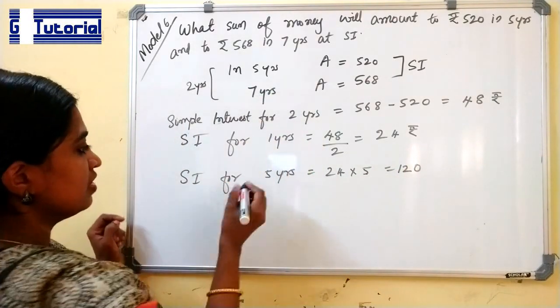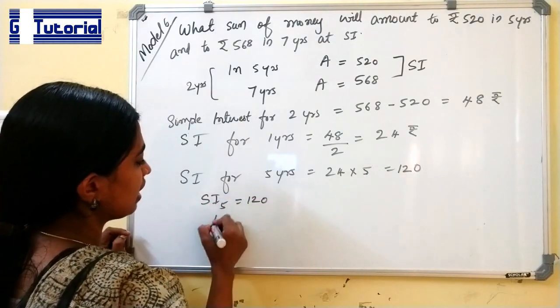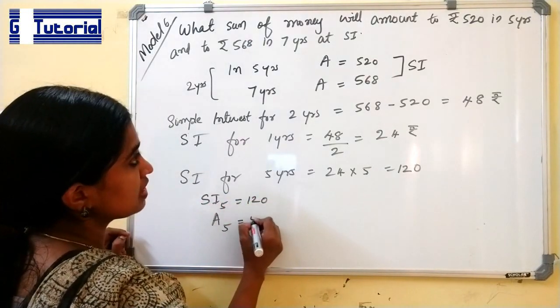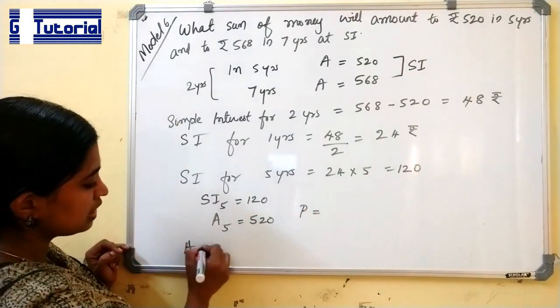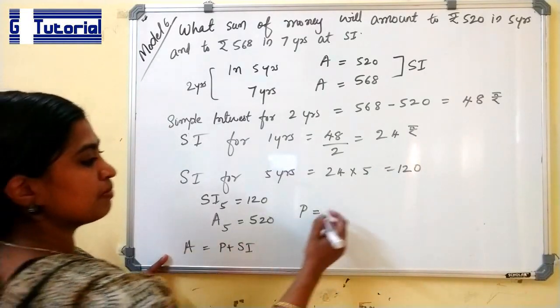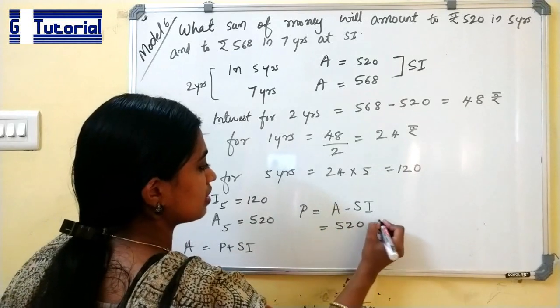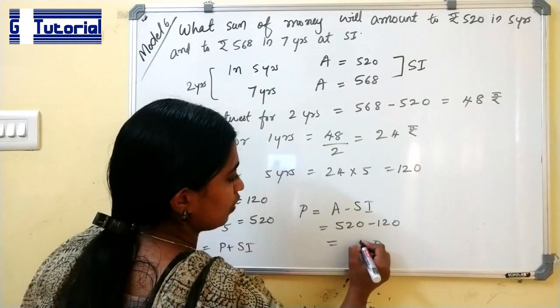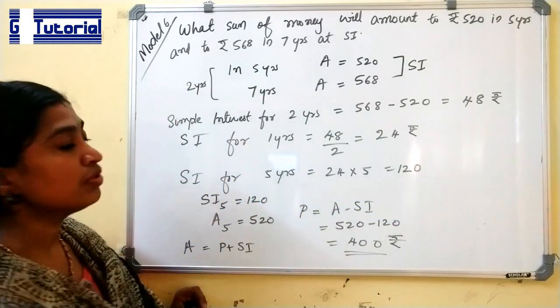Then we obtained SI for 5 years as 120. We are given amount at the end of 5 years is 520. So amount is equal to principal plus interest, so principal is equal to amount minus simple interest. Amount is 520 minus simple interest is 120. So the value is 400. 400 is the sum that is lent for simple interest.